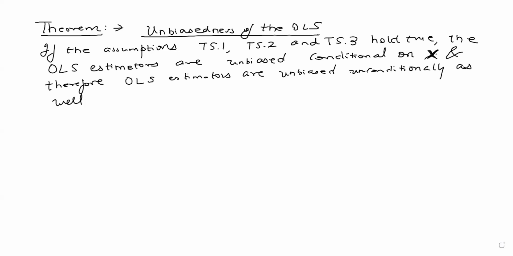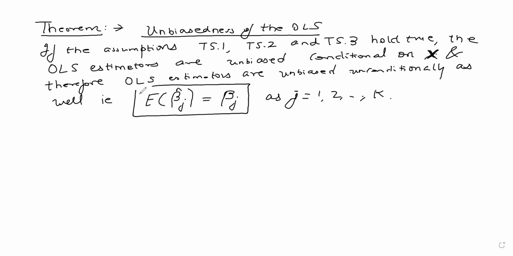That is, mathematically, I can write expected value of beta j hat is equal to beta j as j takes values from 1 to k. This is a very important result, what we have learned today. If the time series assumptions 1, 2, and 3 hold true, all the beta j's are going to be unbiased, both conditionally on X or unconditionally. We all know the unbiased property, expected value of beta j hat, which I get from the sample, is equal to the population beta j, as j takes values from 1 to k.